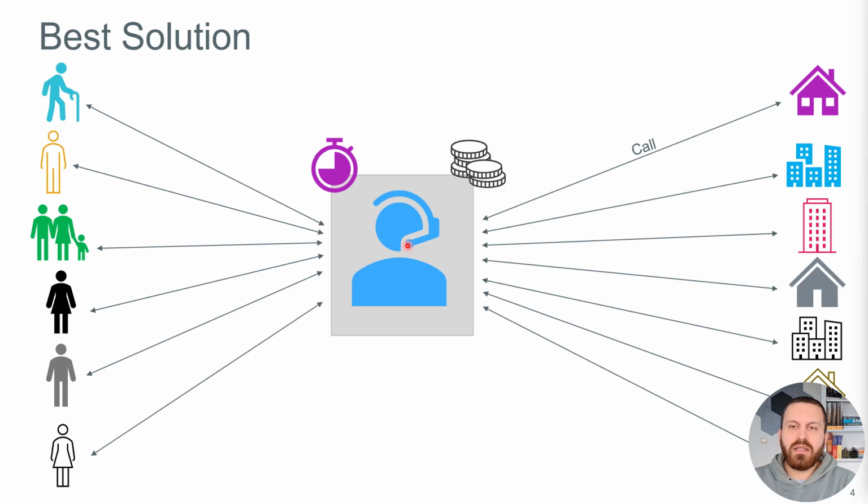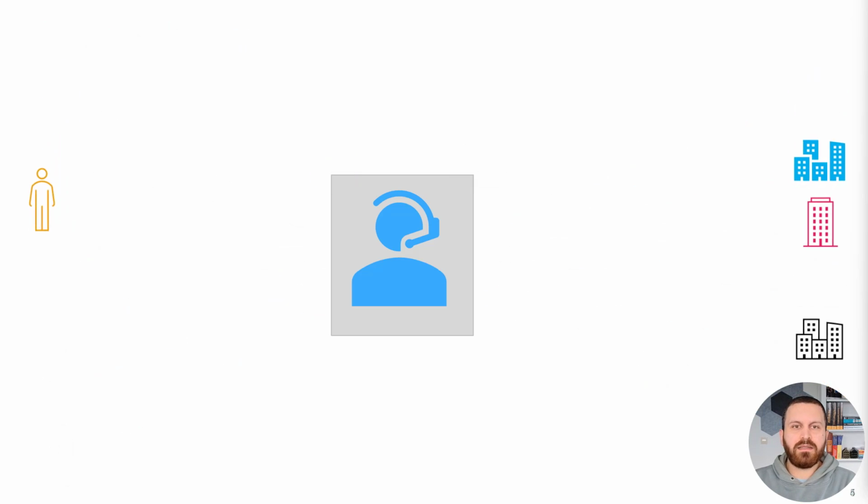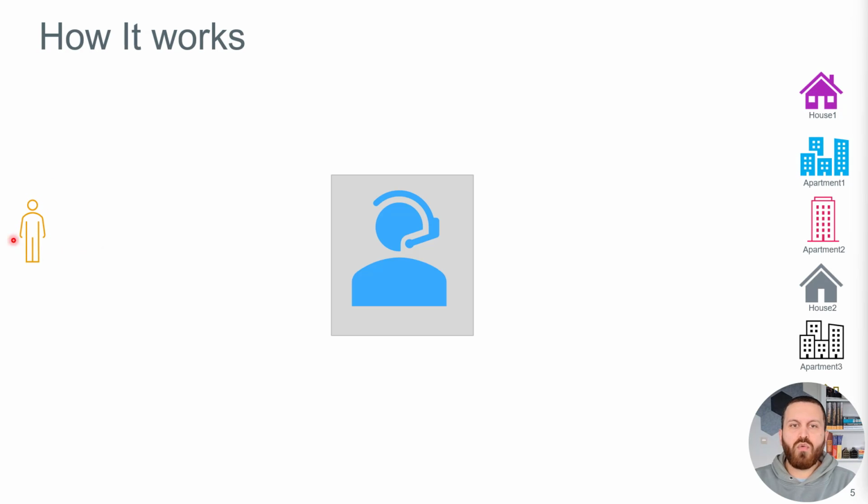Let's see what I mean by the process and the protocol of communication. For example, for this one, you need to call. For this one, you need to drop an email for the owner. For this one, a face-to-face conversation, and so on for the rest of them. But how does it work? Let's just concentrate on one candidate for renting a house. I need to name the houses here to distinguish between them: house 1, apartment 1, and so on.